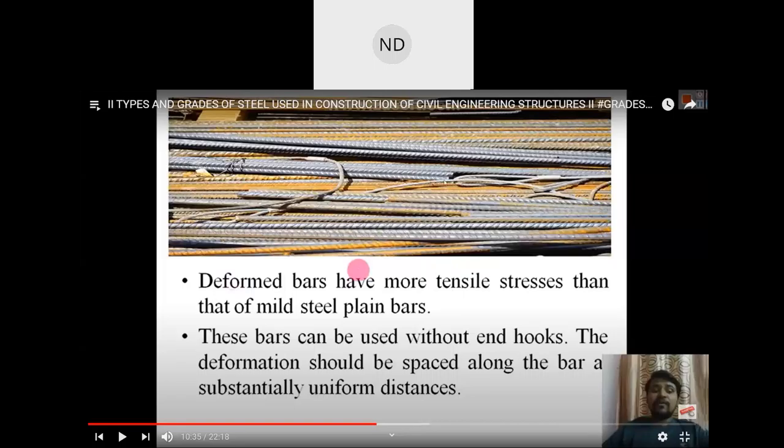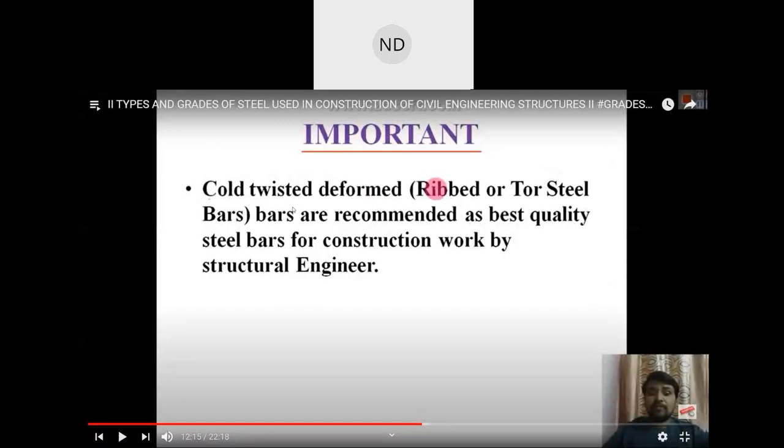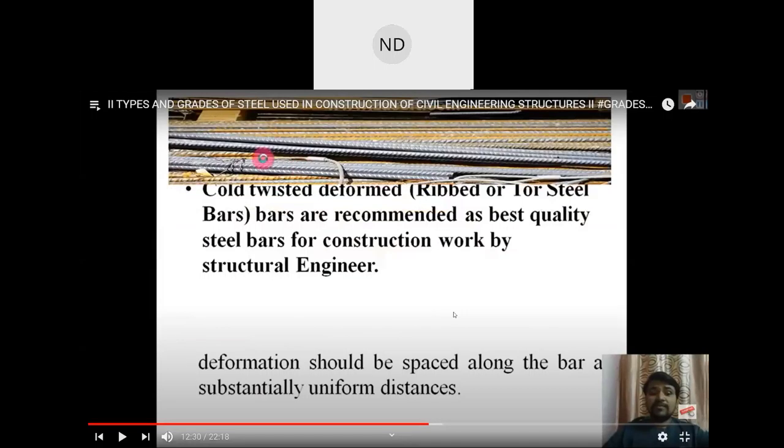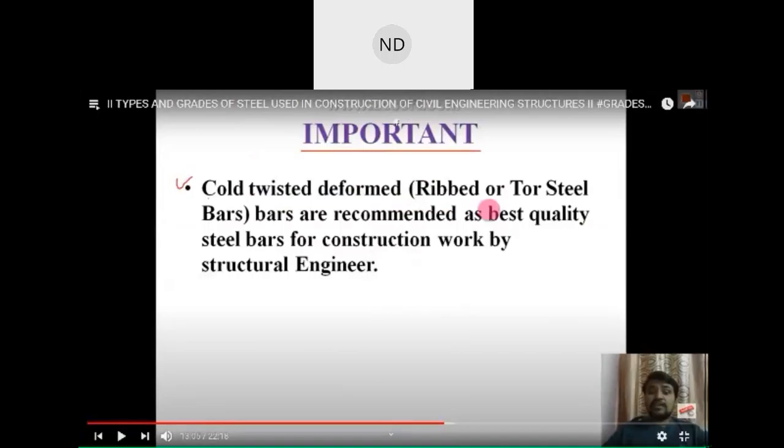The bars which have lugs or ribs generally give higher strength as compared to plain mild steel bars, and therefore we use this kind of bar mostly. We know that equal spacing should be provided when we use these bars. One important thing to note is that cold twisted deformed, that is ribbed or TOR steel bars, are recommended as the best quality steel bars for construction work by structural engineers.